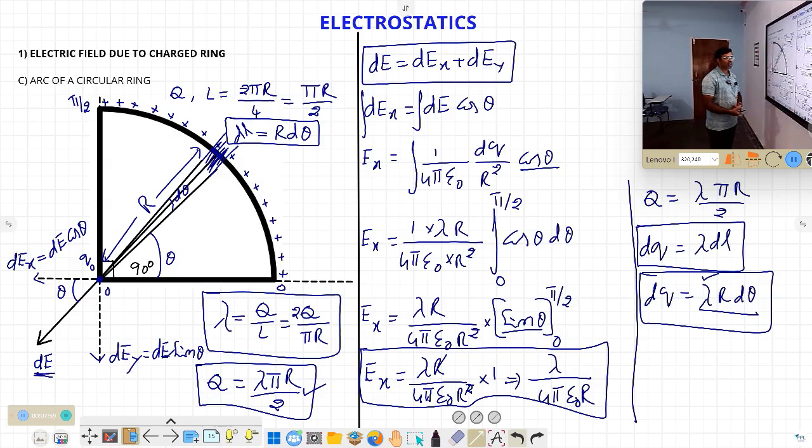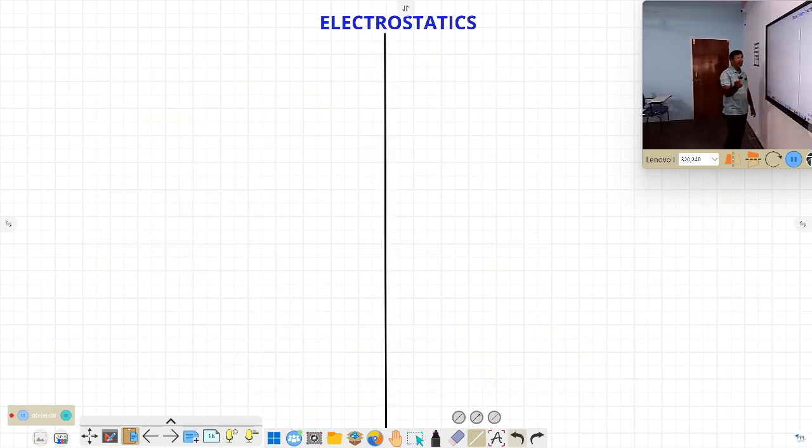Similarly, we have to calculate the y component also. Now we are going to calculate the y component of the electric field. What is the electric field due to the y component? That is nothing but dEy. dEy is equal to dE sin theta. According to the previous diagram, you can check it once back.